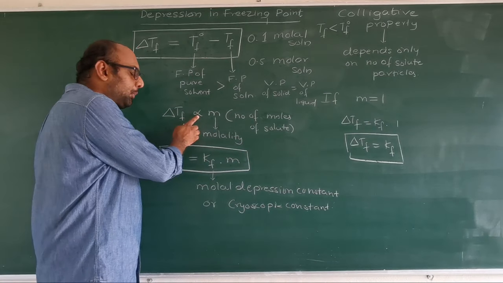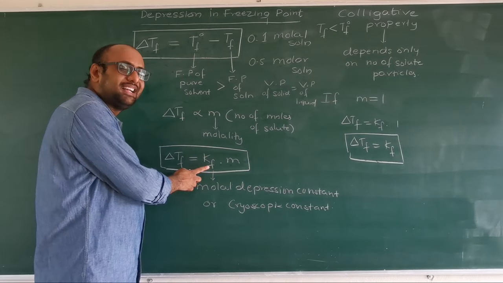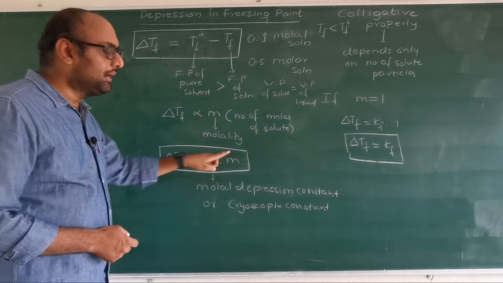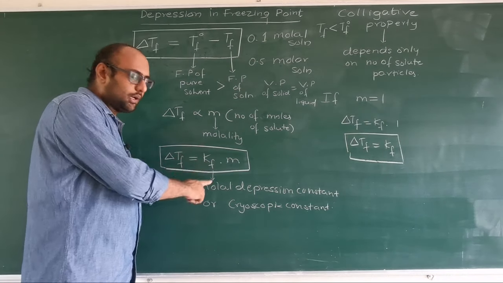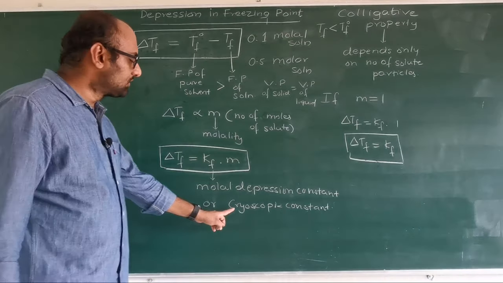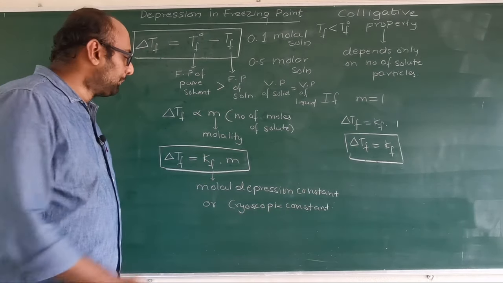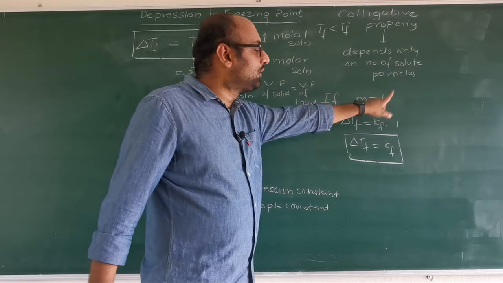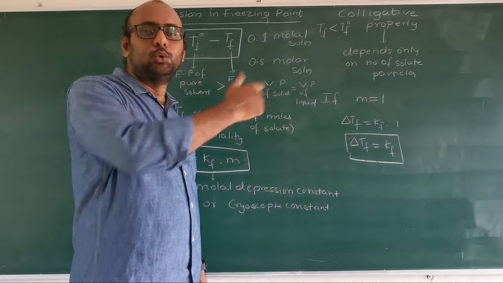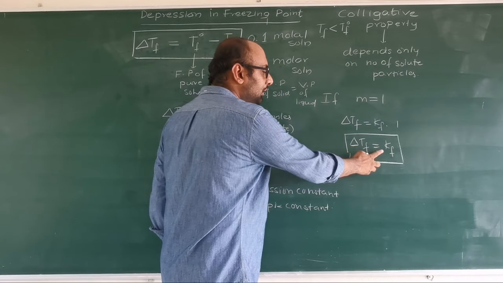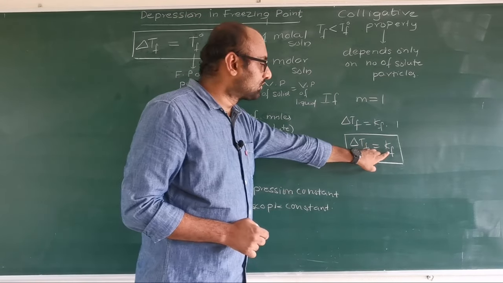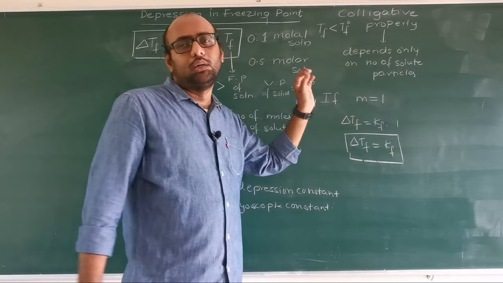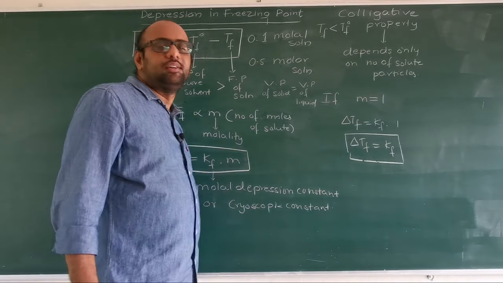Now, if you want to remove this proportionality symbol, you have to introduce a proportionality constant, that is KF. Delta TF will be equal to KF multiplied by molality. KF stands for molar depression constant, also known as cryoscopic constant. When you take a solution whose molality is equal to 1, we call it one molar solution, then delta TF will be equal to KF. The cryoscopic constant will be equal to the depression in freezing point when you consider one molar solution. So this is about depression in freezing point.